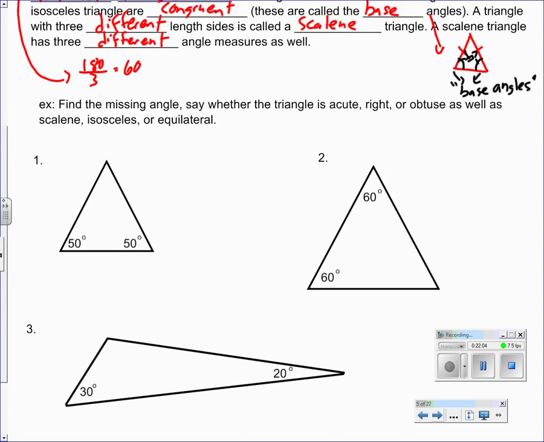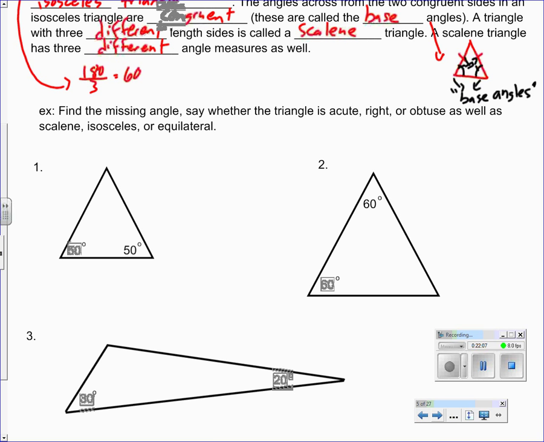So for the last piece of your notes, what we're going to do is three things. First thing is we're going to find the missing angle. All of these have one angle missing. Then we'll go back and say whether the triangle is acute, obtuse, or right. And then at the end, we'll say if it's scalene, isosceles, or equilateral. So three parts for each one.